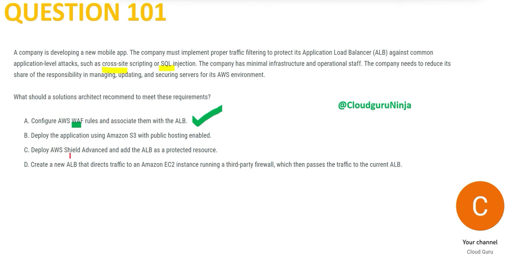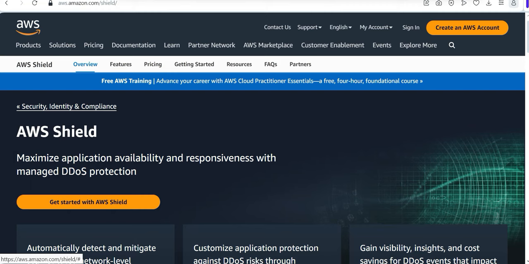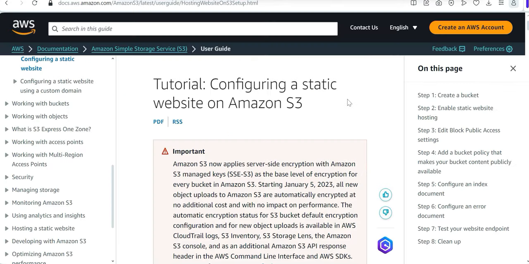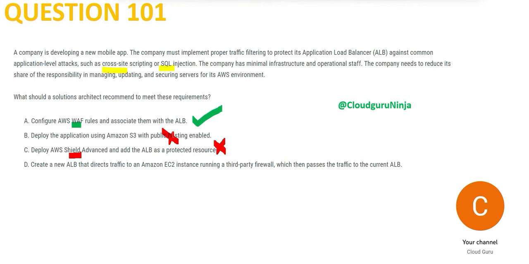Okay, for Shield, what is the keyword we should look for? DDoS protection. So DDoS is not mentioned. If you are creating a static website using S3, then you would use option B. We don't have a static website here because they are talking about securing servers. D is talking about EC2 with third party. See, this question is checking your knowledge on AWS, not on third party. So this cannot be the answer. Option A, configure AWS WAF rules and associate them with ALB, is the right answer.